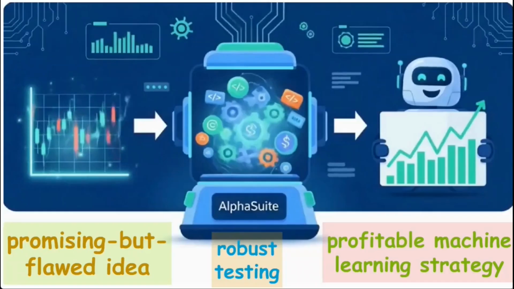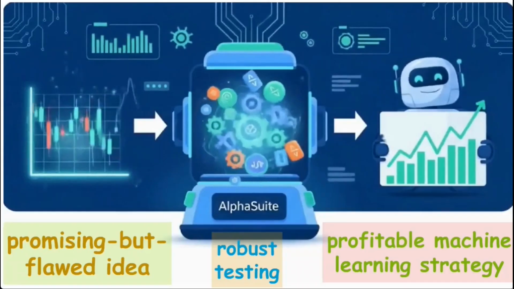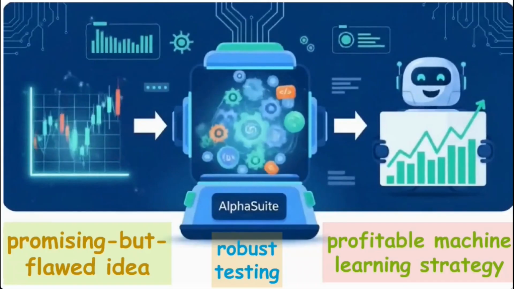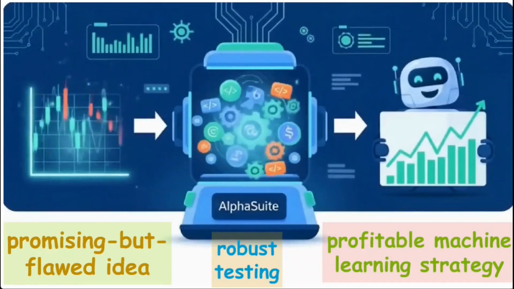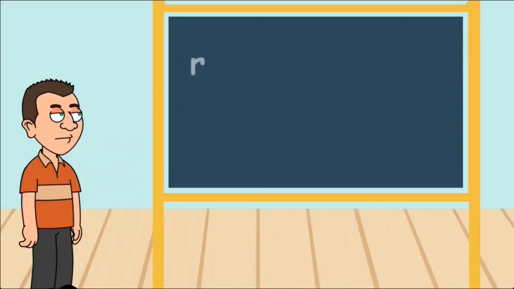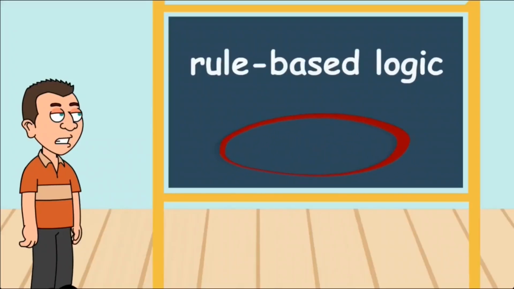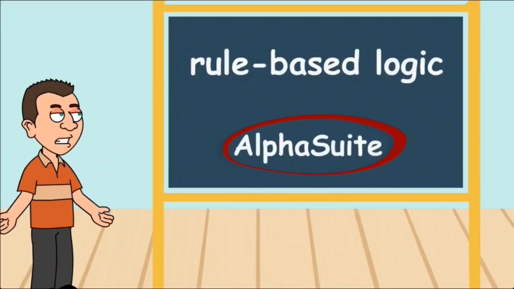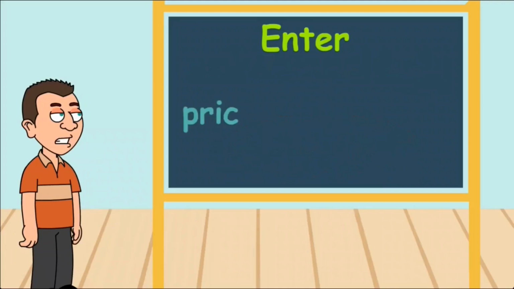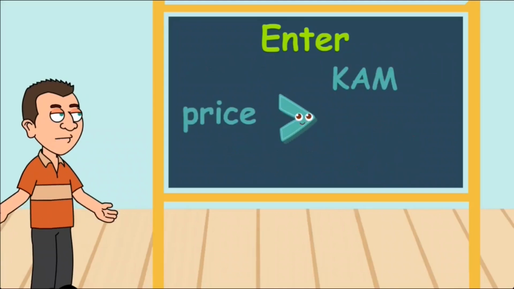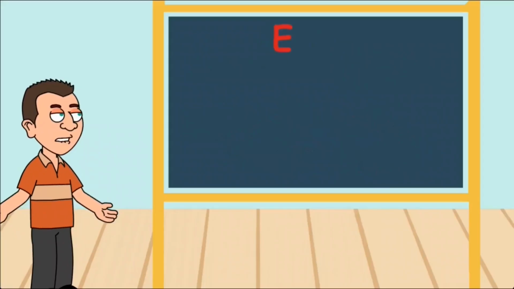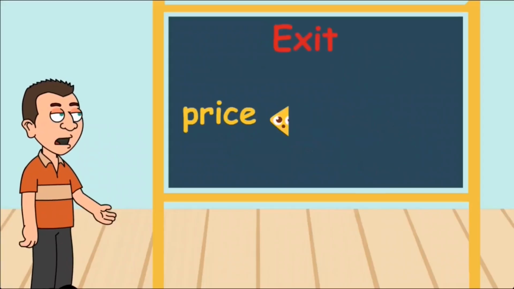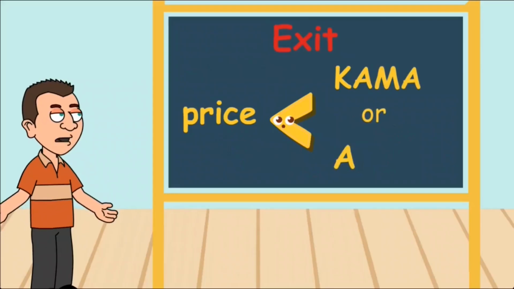This is the story of how we took that promising but flawed idea, subjected it to the robust testing of our open source framework AlphaSuite, and transformed it into a genuinely profitable machine learning strategy. Our first step was to replicate the article's rule-based logic within AlphaSuite. The rules were simple. Enter when the price is above KAMA and volatility, ATR%, is within a calm range. Exit when the price crosses below KAMA or volatility spikes.